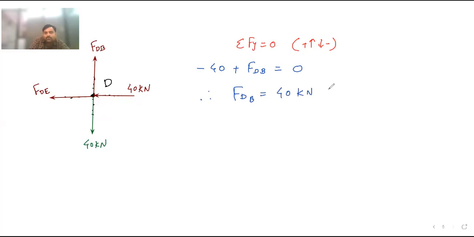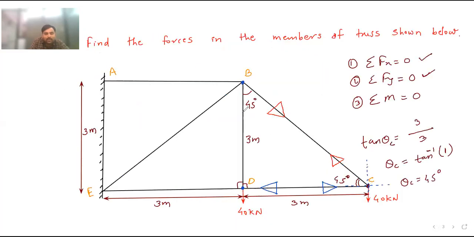Okay, we have got the positive answer, so it is tensile, FDB. Here I will go to the main diagram. FDB, I have got tensile force. So tensile, therefore, the arrow should be away from the joint. With respect to joint B, the arrow should be away from the joint, so it will be like this. With respect to point D also, the arrow should be away from the joint. So it is like this. The arrow should be away from the joint for tensile.